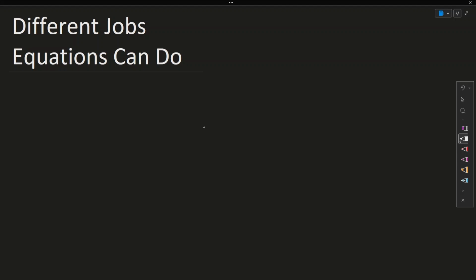Let's start with equations that show calculations. For example, 2 plus 3 times 4 is equal to 2 plus 12, which is equal to 14. This equation string shows the steps in a calculation. The expression 2 plus 3 times 4 is equal to the expression 2 plus 12, which is equal to 14. This is one way equations are used.